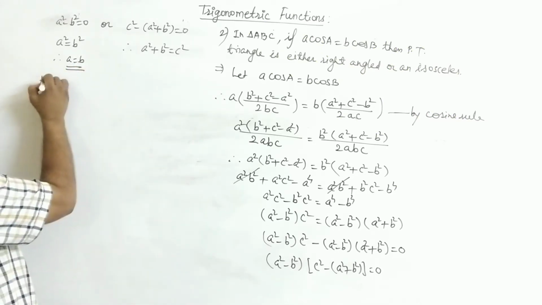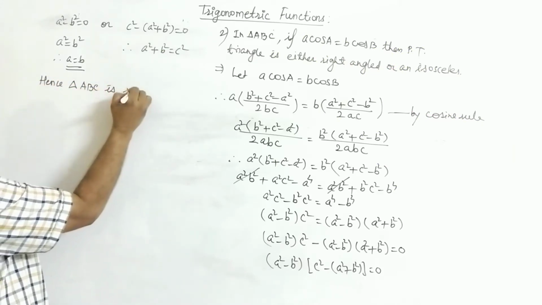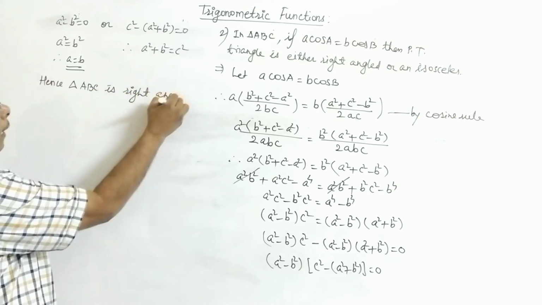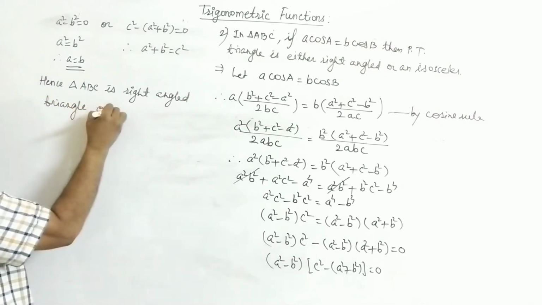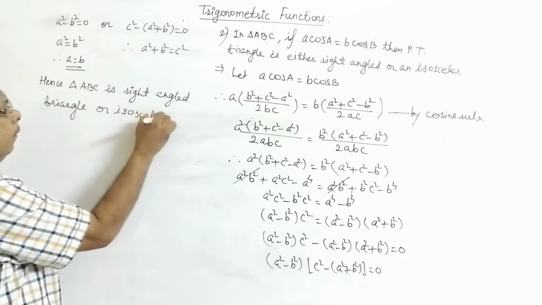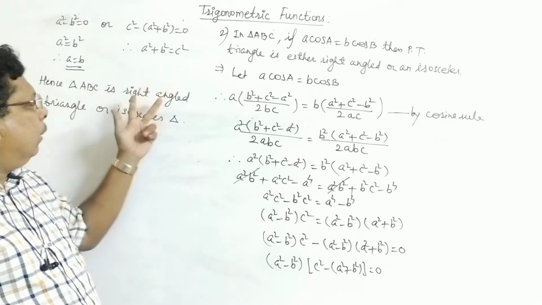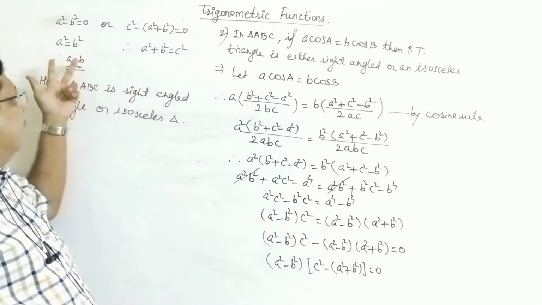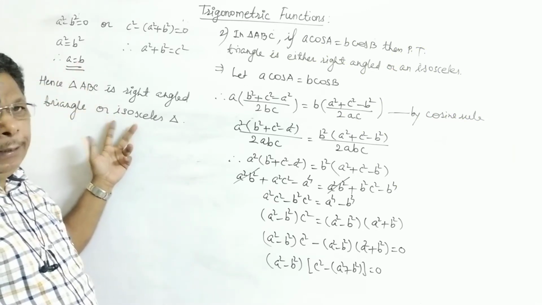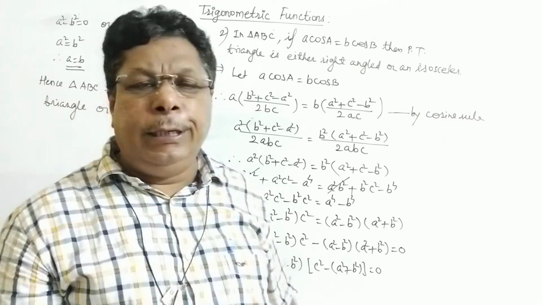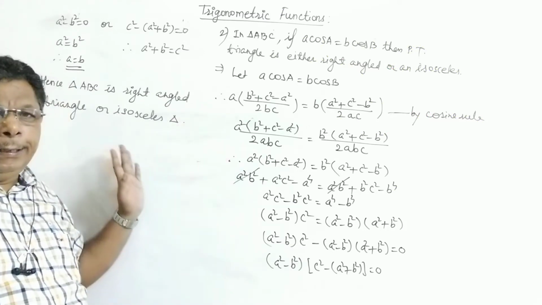Hence triangle ABC is a right angled triangle or an isosceles triangle. A square plus B square equal to C square, from this we can conclude that triangle ABC is a right angle triangle. Here A equal to B, two sides are equal, therefore triangle ABC is an isosceles triangle. Hence, we can say that triangle ABC is a right angle triangle or an isosceles triangle. You understand?